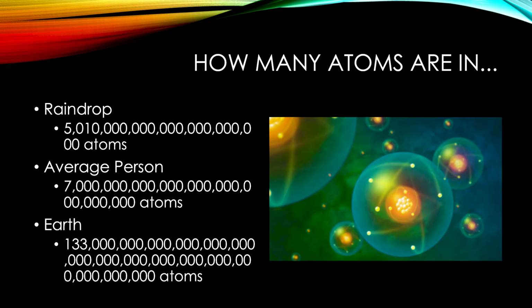Just how small are they? This is how many atoms are in a few things. Raindrop, there are that many atoms, which is crazy. The average person has 7 octillion atoms in them. And then the Earth has 133 followed by so many zeros of atoms. There are so many atoms because they're so small, and they compose everything in the universe.